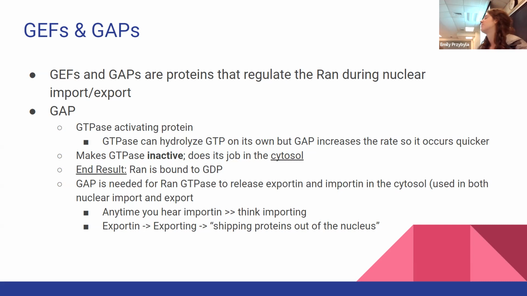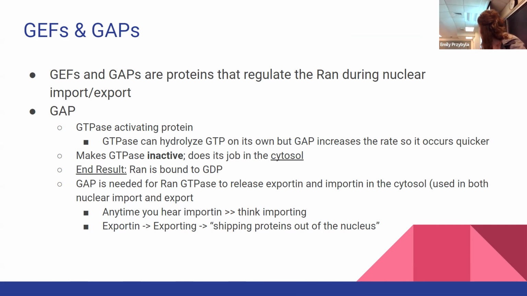When GTPase is bound to GTP, it's active and doing its job, right? So when we have GAP on it, it hydrolyzes, which then makes the GTPase inactive because it can't do its job without GTP. And this happens in the cytosol. That's what that point means. And the end result of this is RAN is going to end up bound to GDP instead of GTP. And I have the figures, so we'll go through that.